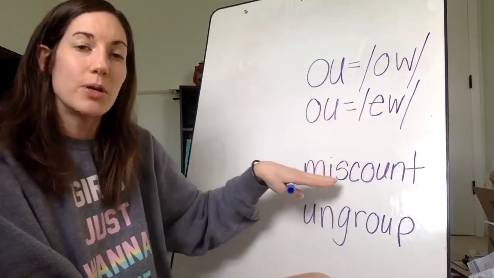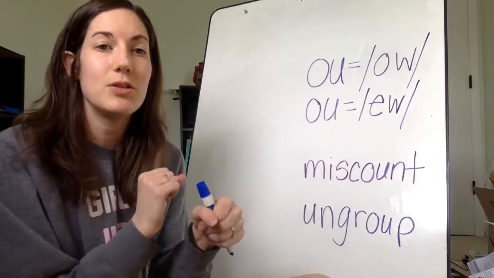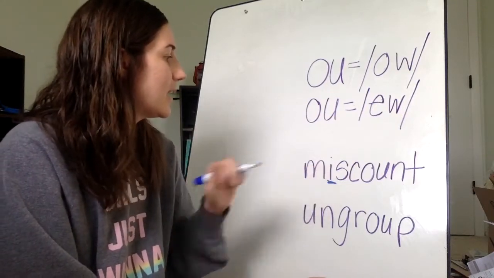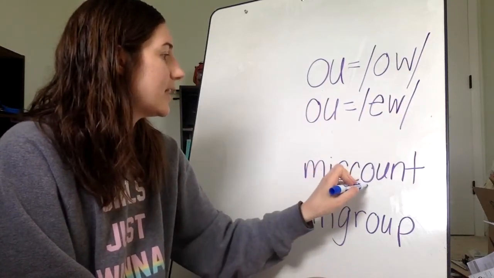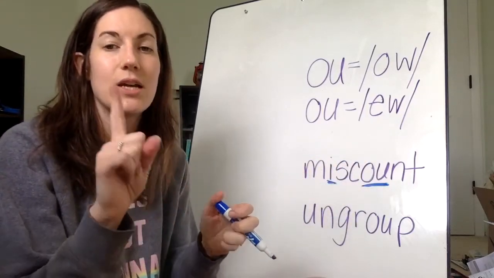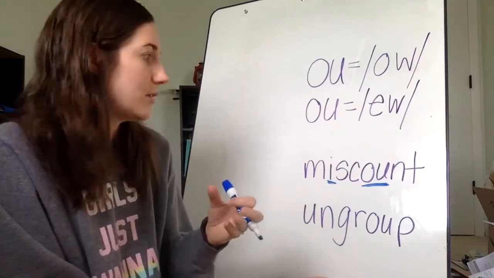When I encounter a multisyllabic word that I want to break apart into syllables, first thing I'm going to do is underline my vowels. Here I have an I, and then I have my OU vowel team that gets one underline. It counts as one vowel sound, so they stay together in the same syllable.